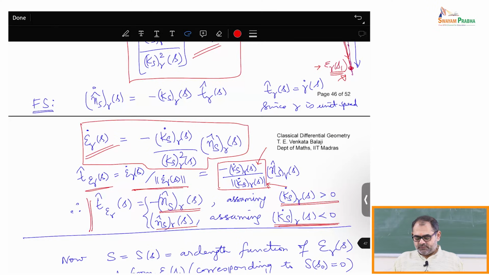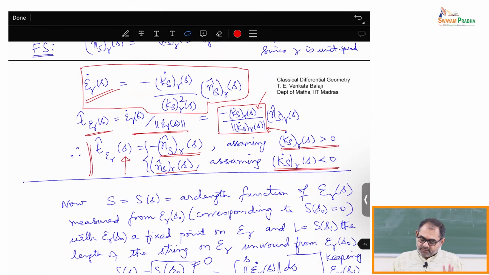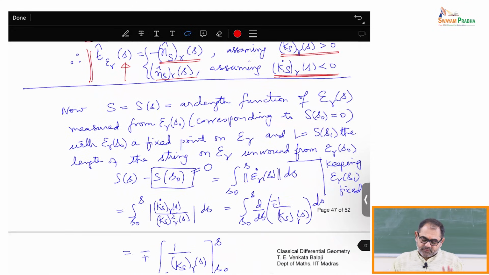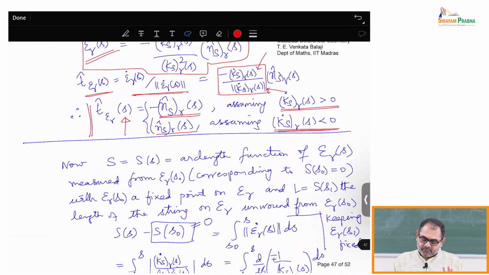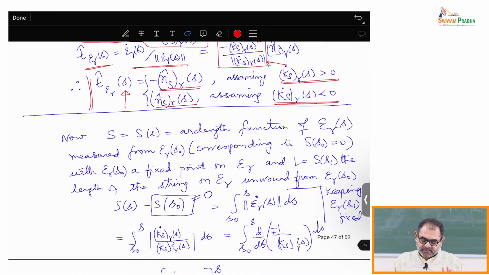All right, so we have this expression for the unit tangent vector for the evolute. But again, you have to be careful. It is in terms of the arc length of the original curve. Now, what we'll do is we'll have to calculate the involute of the evolute.